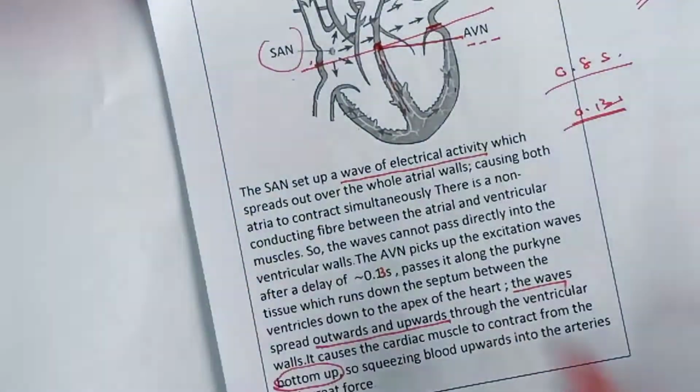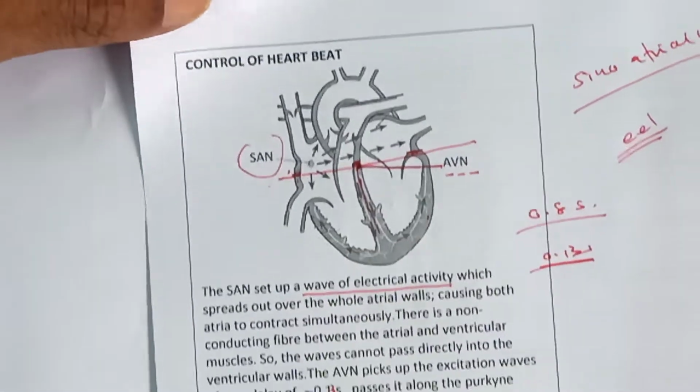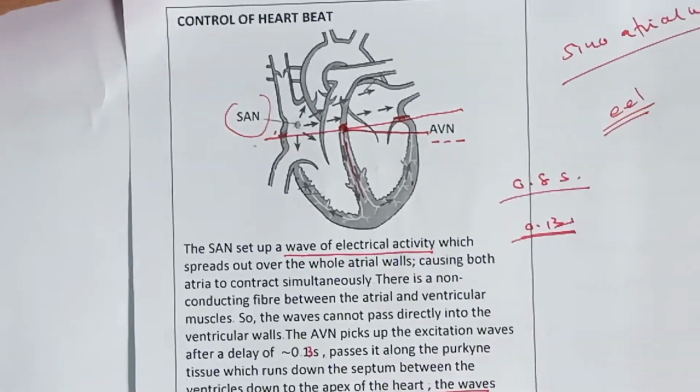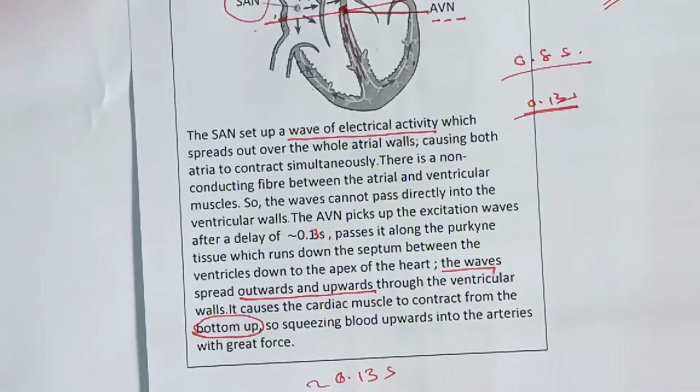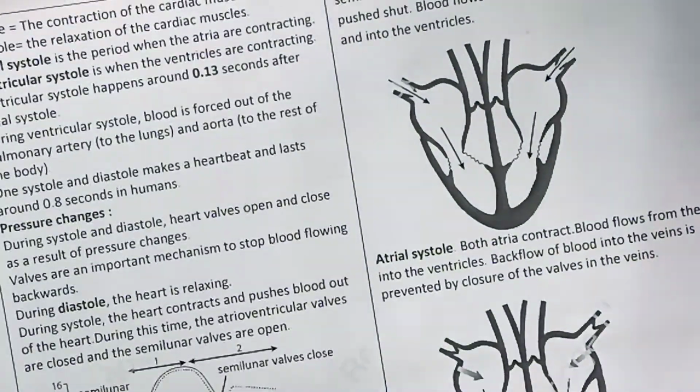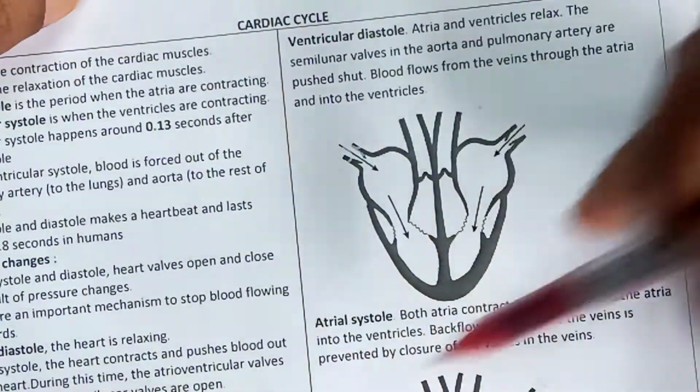Okay, so this is the control of the heartbeat, the nervous control of the heartbeat, and this you should know by heart. Now let us continue with the cardiac cycle. Now, things that you should know on the cardiac cycle.